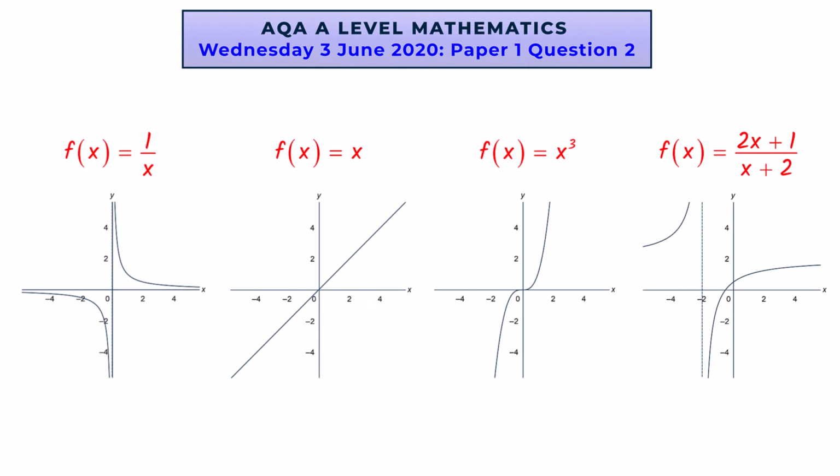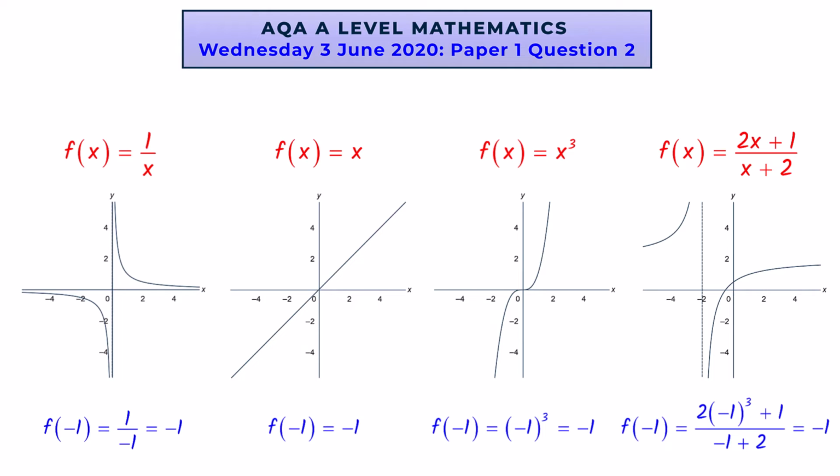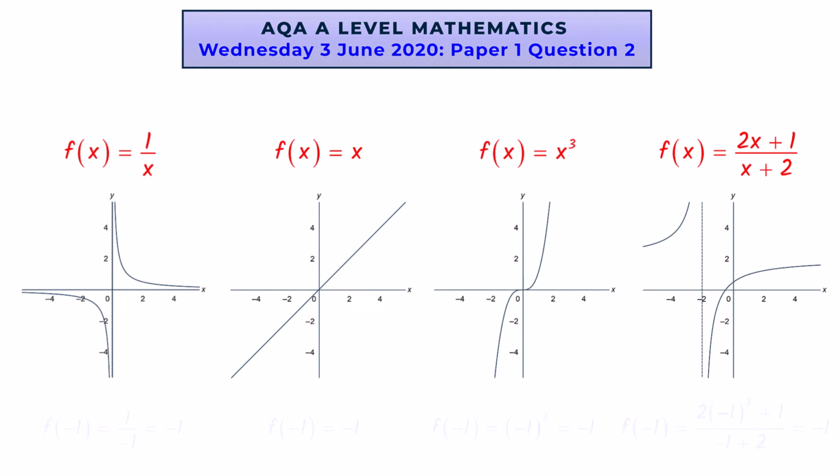And for all of these functions, if you put x = 1 into them, you get y = 1. And if you put x = -1 into them, you get y = -1. And so that suggests that these functions should pass through the x-axis, because the value of y has changed from negative to positive, or in other words, there should be a root. But this isn't necessarily the case.